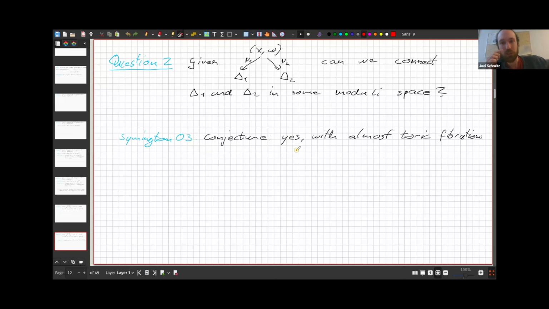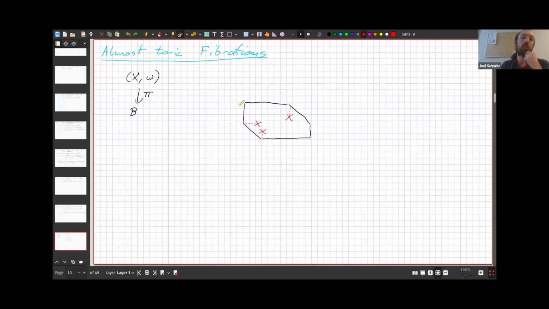So, okay, I told you what toric manifolds and toric fibrations are. I'll give you a short crash course on almost toric fibrations so that you can understand what this conjecture means. An almost toric fibration is, as before, a map from a symplectic manifold to some base B. The base B, here's a picture. It looks almost the same as in the toric picture. You still have these three types of fibers, but you get an additional type of fiber, which is represented by these crosses. These are called nodes.